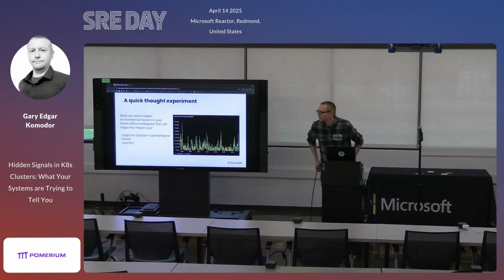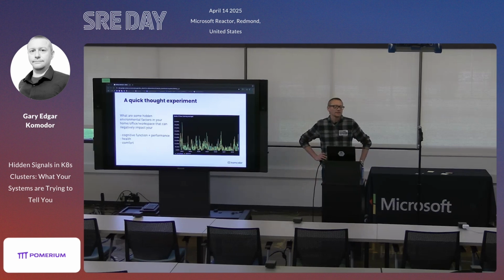So here's a quick thought experiment. What are some hidden environmental factors, either in your home, office, or workspace, or this meeting room, that could negatively impact your health or cognitive function? Here's one example, radon, but if anyone has any examples, I wouldn't call it swag, but I have some particulate matter sensors, if anyone has a Raspberry Pi or Arduino. Go ahead.